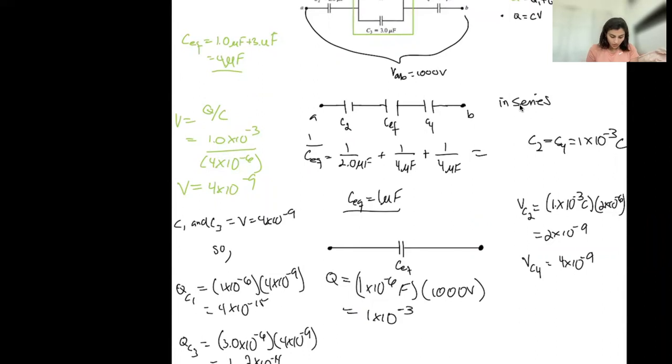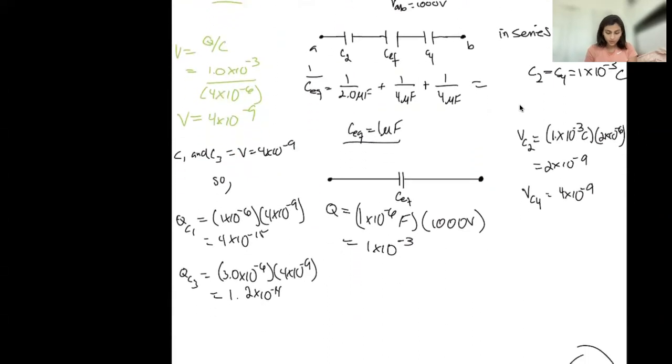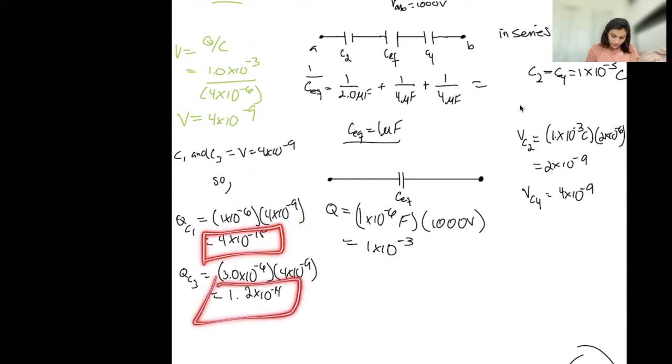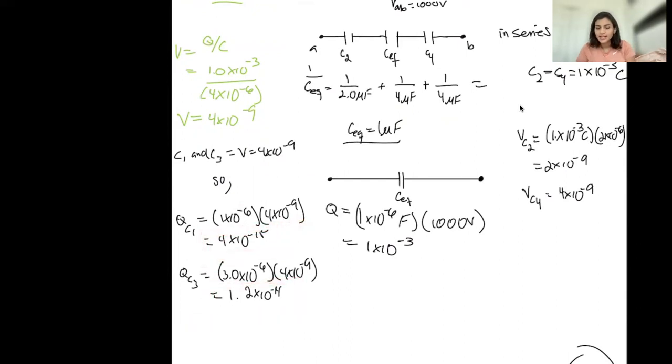Well, now we know C1 and C3 have this voltage because they share it, because they're in parallel. So with this voltage, we can use the voltage and the capacitance to find the charge on each one. And that is what I did. And that is the answer.